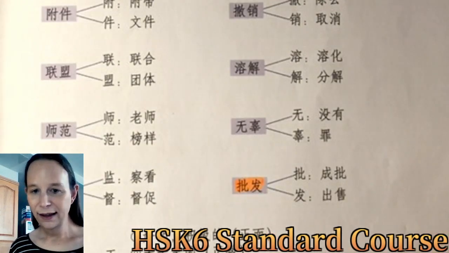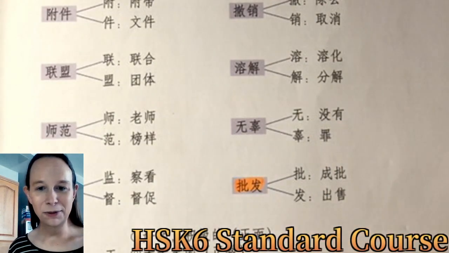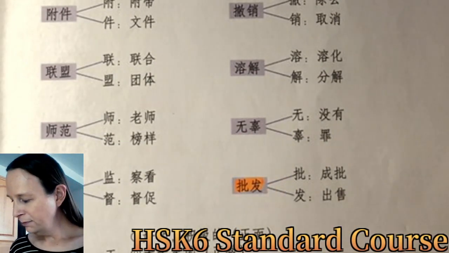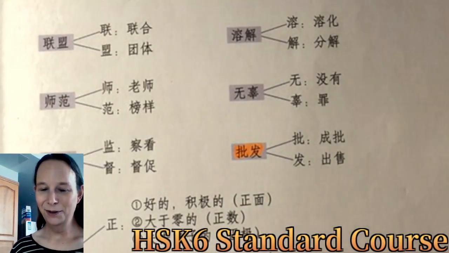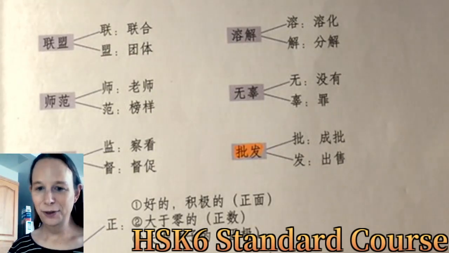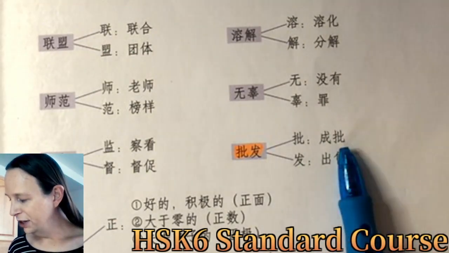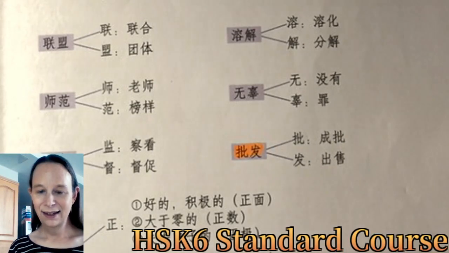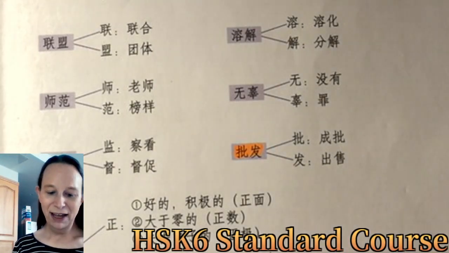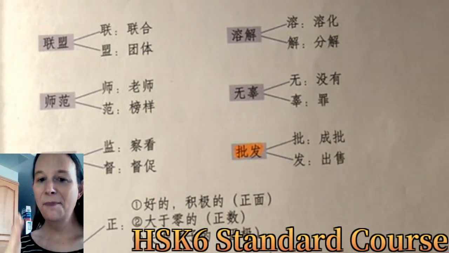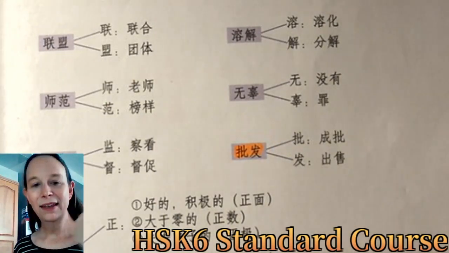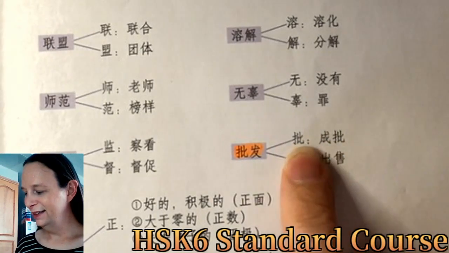无辜. Yeah, 无没有. Yeah, 辜 is blame, right? 罪. 无辜. Yeah, innocent. 批发. 批发 is like batch or wholesale or yeah, large scale doing things. 成批, I don't know, 成批. 批 is a measure word. You might say 一批鸡蛋 or something like that. A batch of eggs. So 成批, so this is like a batch.